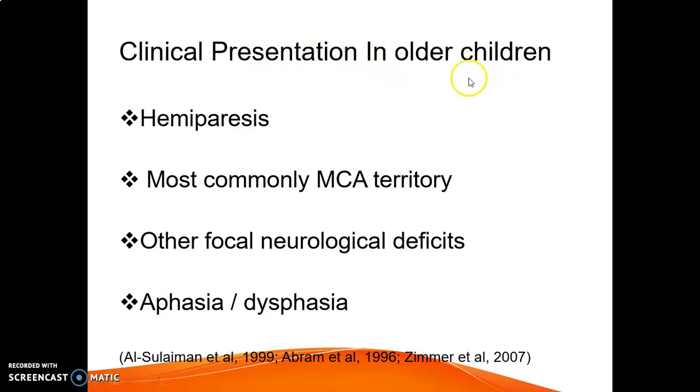Clinical presentation in older children: there will be hemiparesis, that is partial weakness, not total weakness. Total weakness we call hemiplegia. Most commonly the cause involves the anterior cerebral artery, middle cerebral artery or posterior cerebral artery. The middle cerebral artery is the most commonly seen territory. Other focal neurological deficits may be seen, such as aphasia or dysphasia, which is related to difficulty in speech.